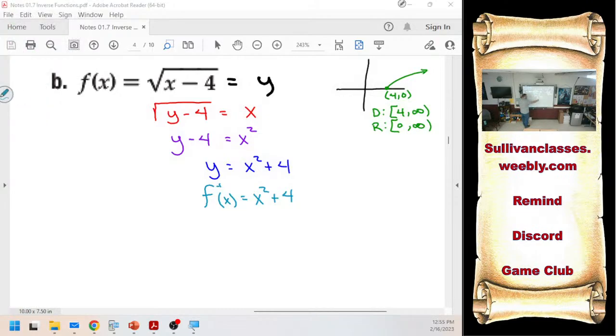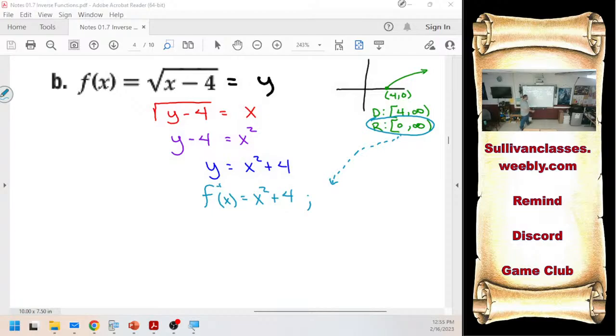So I can't leave it like this. I need to take the range of the original and turn that into the domain of the inverse because I swapped x's and y's. Now, look at the directions. I think I talked about this the other day. The difference between state the domain versus state the restrictions to the domain. That just means what it can't be. So state the domain is like, tell me the entire guest list. State the restrictions to the domain is who's not allowed.